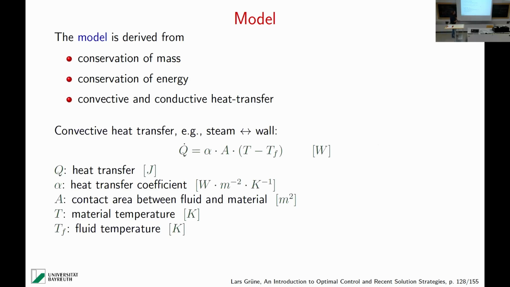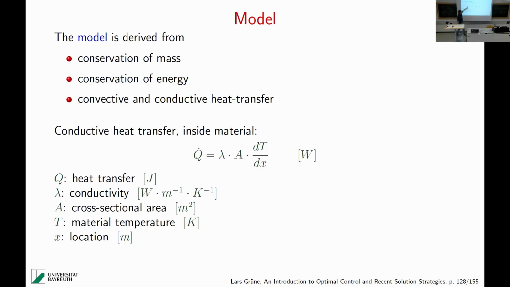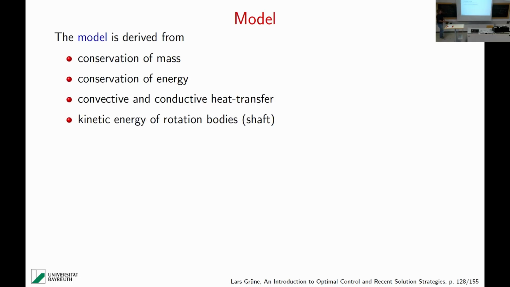So convective heat transfer is the heat transfer between the steam and the wall of the pipes. And particularly for the model, interesting is the conductive heat transfer that's inside the wall material of the pipes, because this makes everything a partial differential equation here. So we have a partial derivative here with respect to the cross-sectional area. So you have this pipe, so you go from, say, the inner to the outer part of the wall. This is what this x would measure. And we have kinetic energy, we have the work performed, and everything comes together into a huge partial differential equation model with a lot of algebraic constraints.